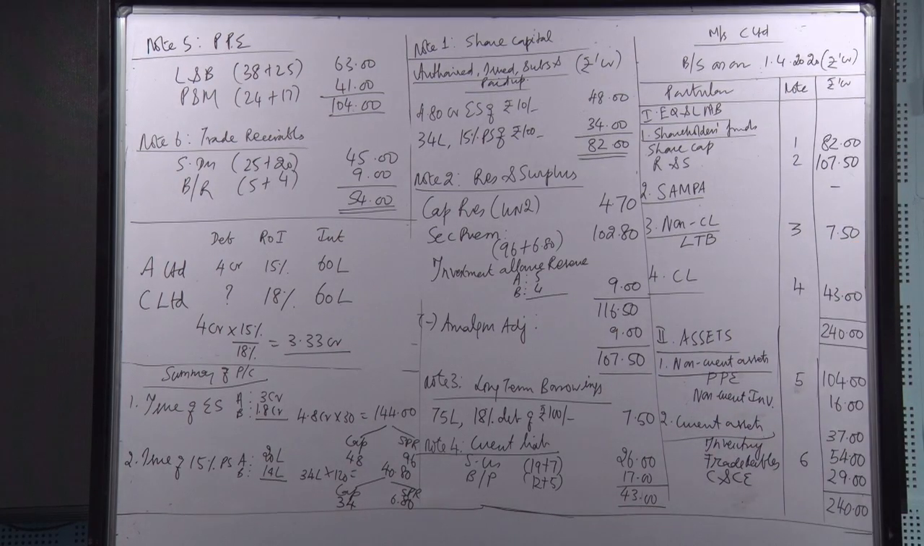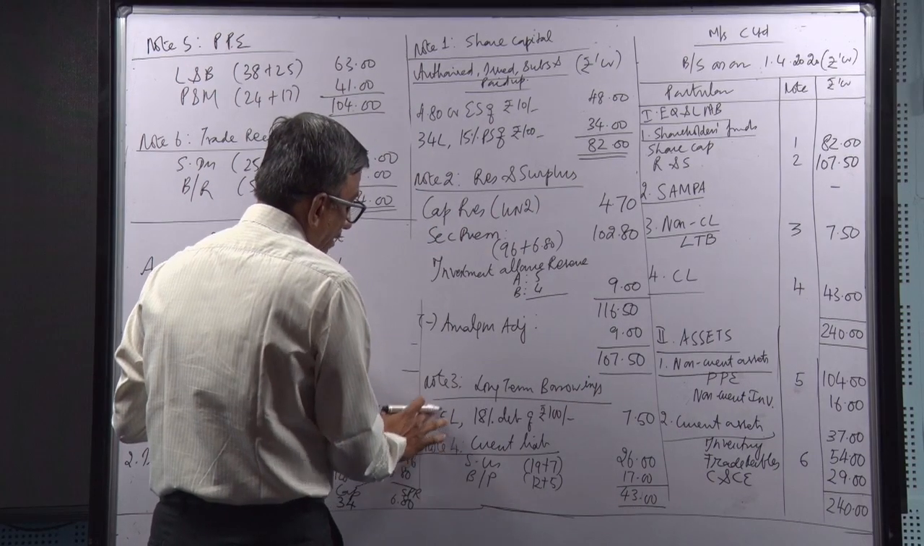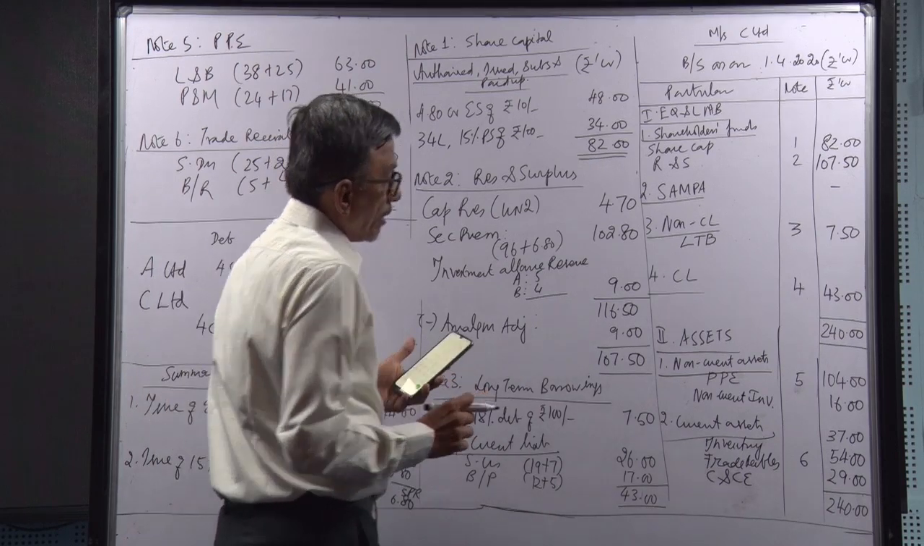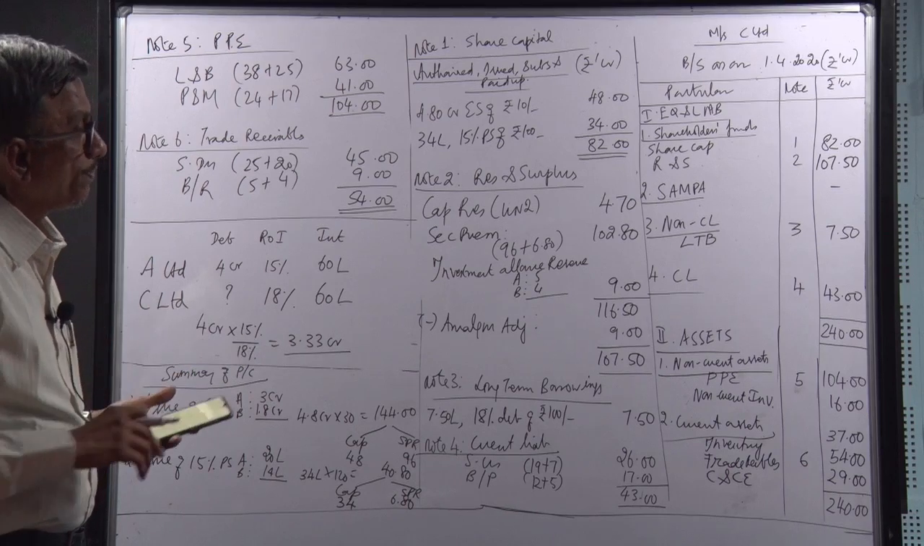So 7.5 crores divided by 100 will be 7,50,000. 7.5 lakh 18% debentures will be issued at 100. Total will be 7.5 crores.